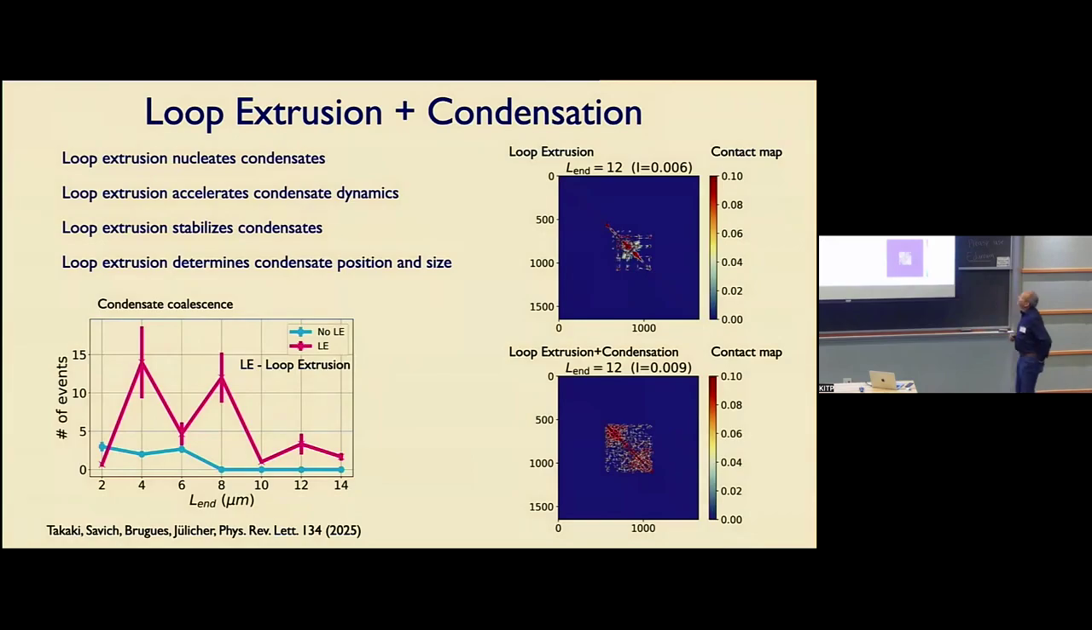So this shows that loop extrusion is an ideal system to nucleate condensates because it's a tension-free region of high density of chromatin as compared to the rest. So it's thermodynamically favored to nucleate there. The loop extrusion itself accelerates the condensate dynamics because it now grows fed by the motor. The loop extrusion also stabilizes condensates because they're now more stable with respect to forces pulling on the polymer. And the loop extrusion determines condensate position and size. And it creates sort of contact maps that are really quite nice and clean.